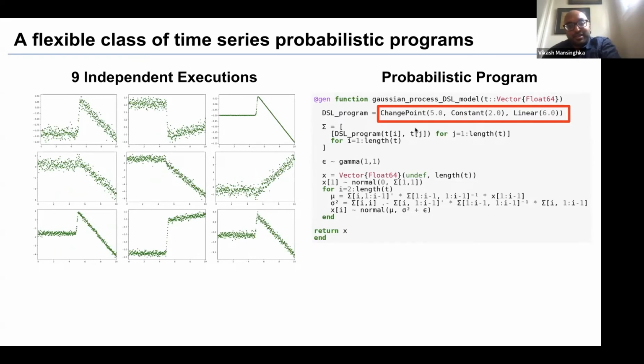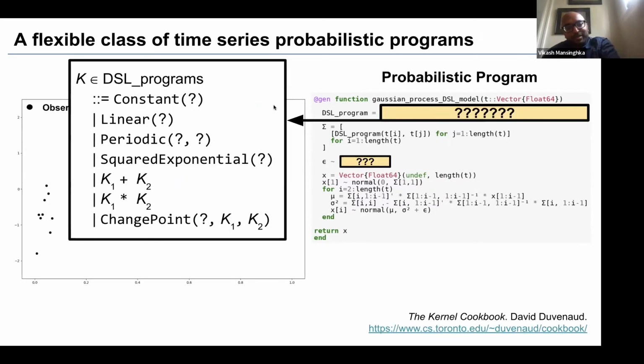Or I can have a DSL program that includes a change point, where to the left of x equals 0.5, the function's constant, but perhaps noisy, and to the right, there's a linear trend. And that generates functions like the ones shown here. So here I've defined a class of tractable probabilistic models, which compile to large Gaussians, but whose structure is parameterized by small symbolic expressions. So the structure learning problem then is to do inference about the structure and parameters of these DSL programs and the noise level.